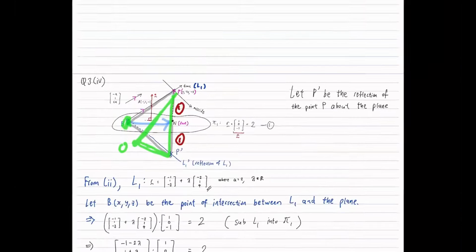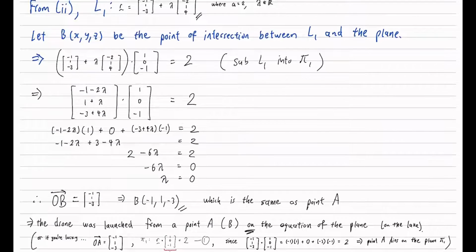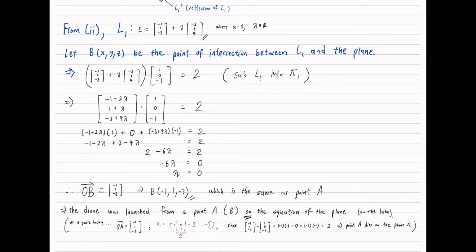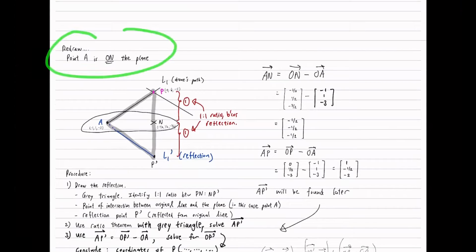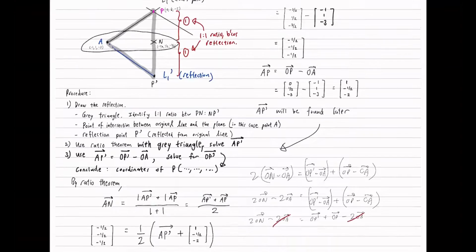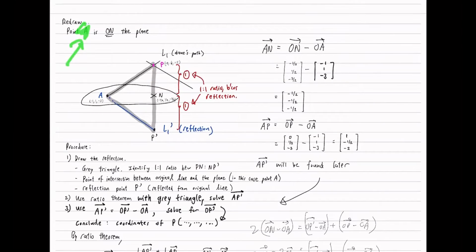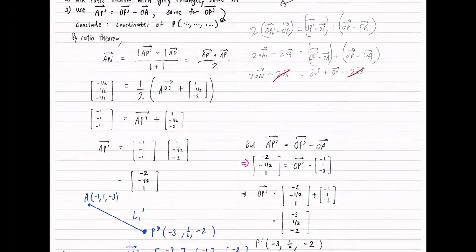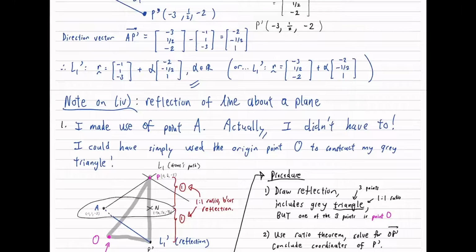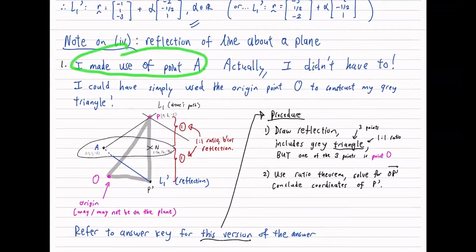So over here in my worked solution, I use point B. Very silly of me, I go and use point B. Then yeah, so I told you that, I think I gave a comment. Redraw, point A is on the plane. Oh yeah, okay, I made some extra steps. I go and find out that point A is actually on the plane. I made use of point A. Actually, I didn't have to. You can simply use the origin point O. It will be a lot simpler.